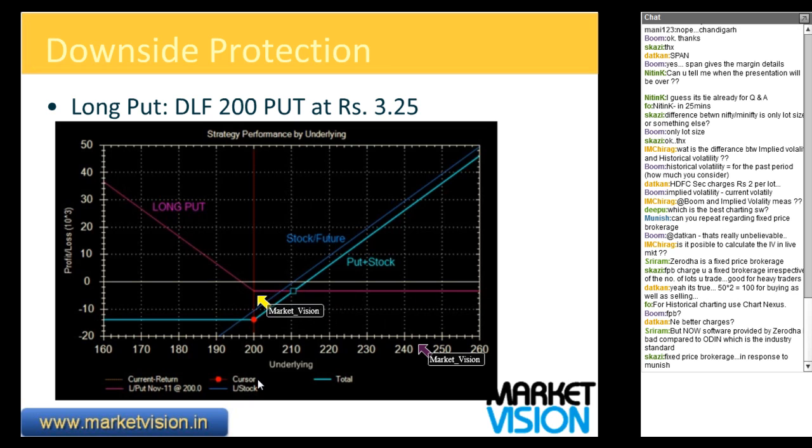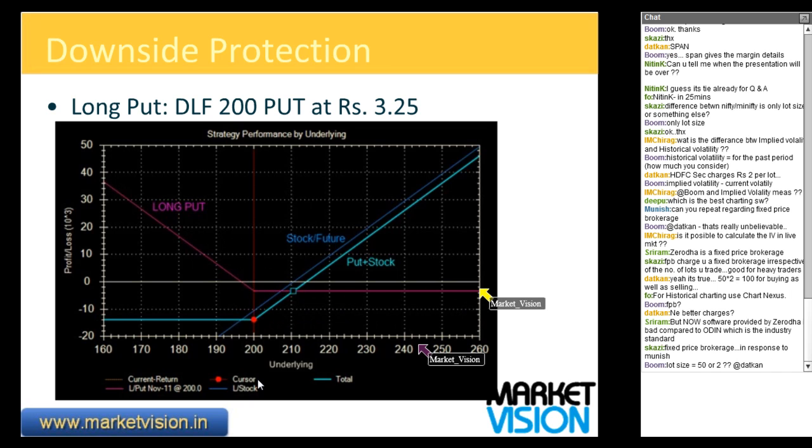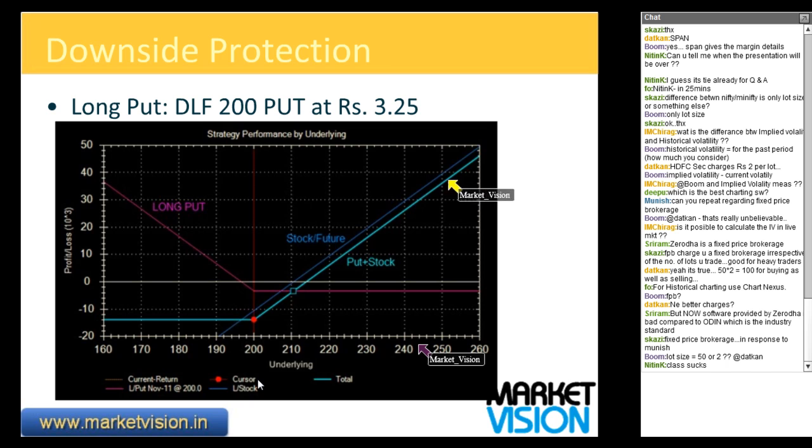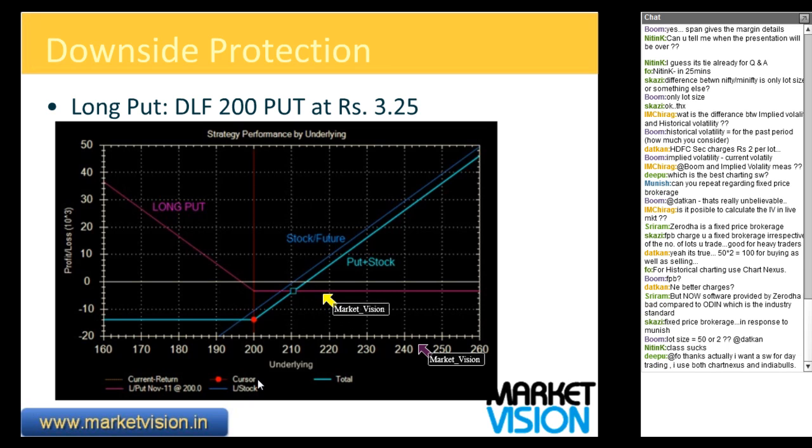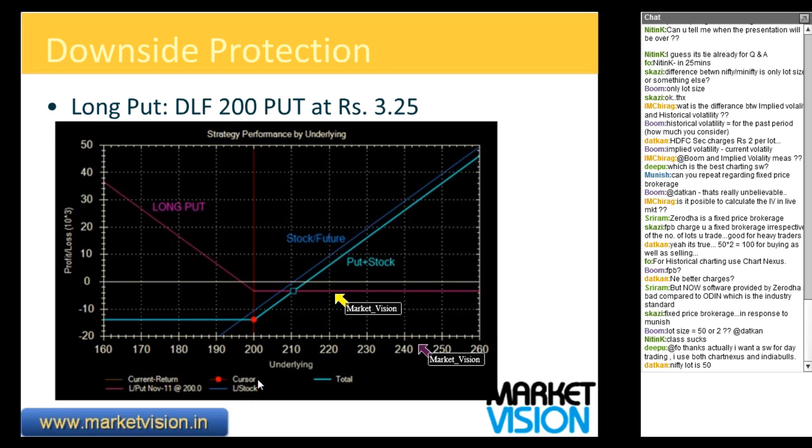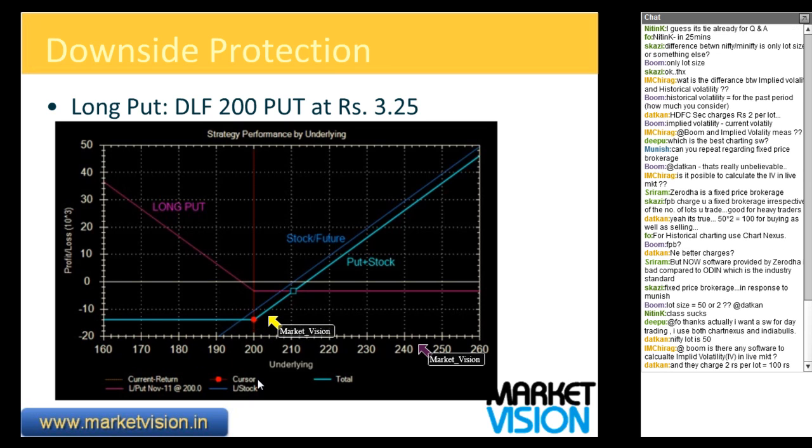The put's payoff is like this, in the sense below 200 you're buying a 200 DLF put at 3 rupees 25 paisa. Below 200 the put makes money. Above 200 it loses the premium of 3 rupees and 25 paisa, and DLF's lot size is 1,000, which is why you see these numbers slightly different. So this is actually 3,000. The distance between the pink line and the zero axis is 2,000. Sorry, 3,250.